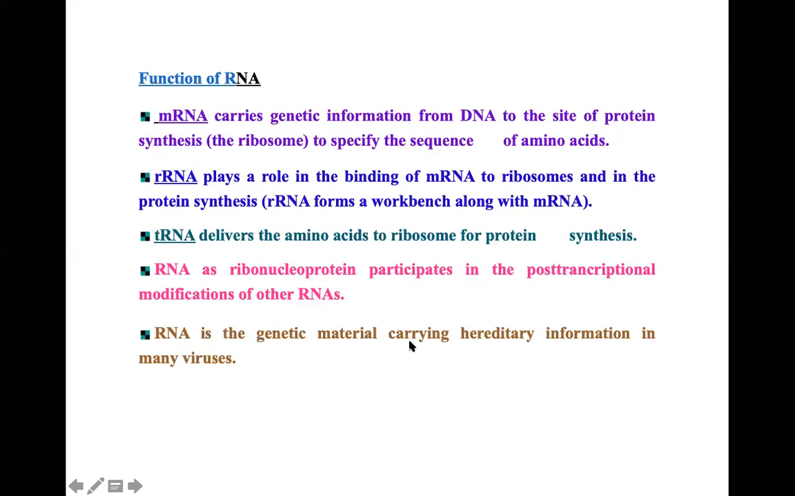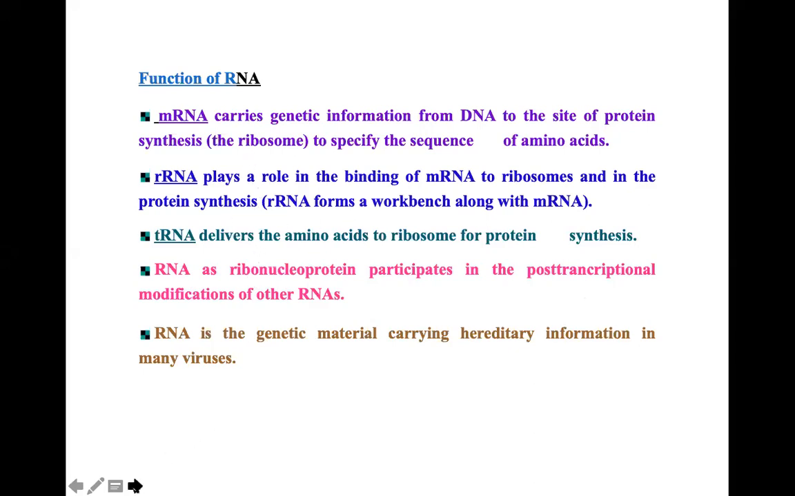RNA is the genetic material carrying hereditary information in many viruses. For example, the COVID-19 virus has no DNA. Many viruses on the earth have only RNA. RNA can also carry genetic material. And when DNA is expressed, mRNA carries the information. So RNA can be messenger RNA, rRNA, tRNA. RNA as ribonucleoprotein participates in the post-transcriptional modification of other RNAs. So RNA can be of different types, and different RNAs do different jobs.